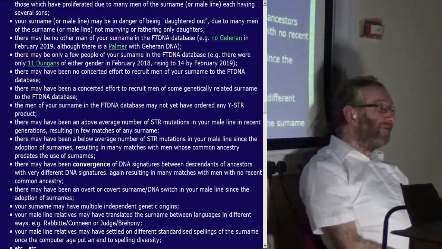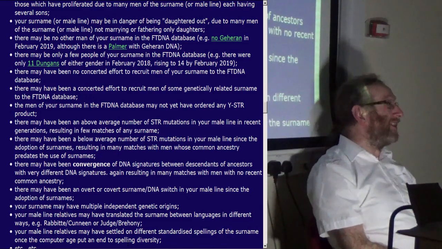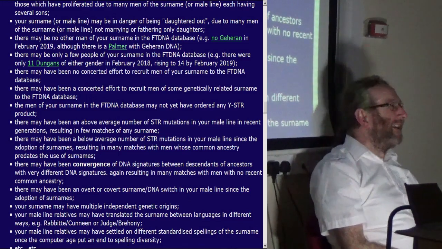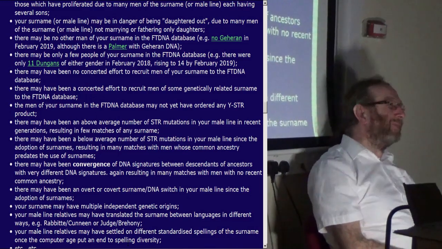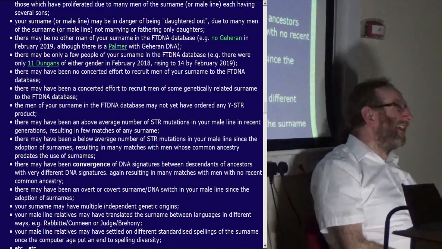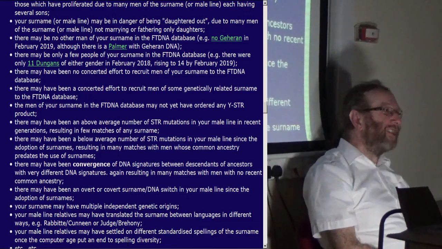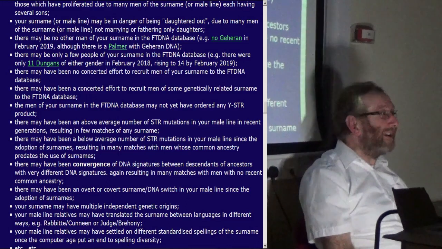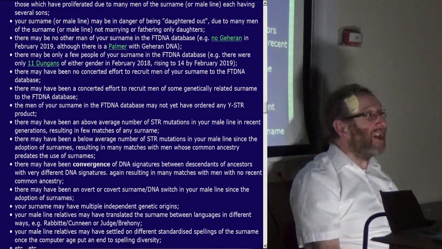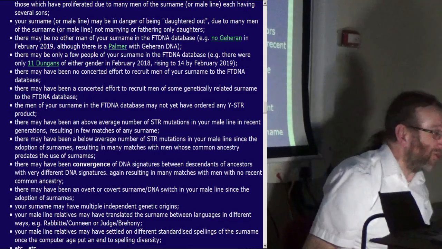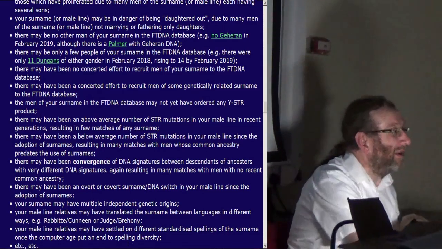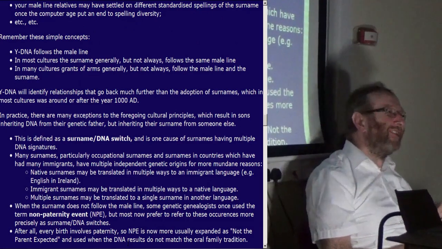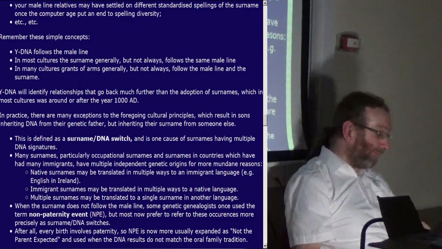Or it may be a question of translation. You may be a Rabbit and your DNA matches may be Cunnians, because some ancestor way back translated the name from Cunnin to Rabbit, and some other ancestor in another branch just anglicised the name from O'Cunnin to Cunnin. Or Judge and Brehony are 2 other names in Mayo that are interchangeable because Breitheamh is the Irish for a judge. The computer age has put an end to spelling diversity. Spelling didn't matter until computers insisted that we all spell our name the same way.